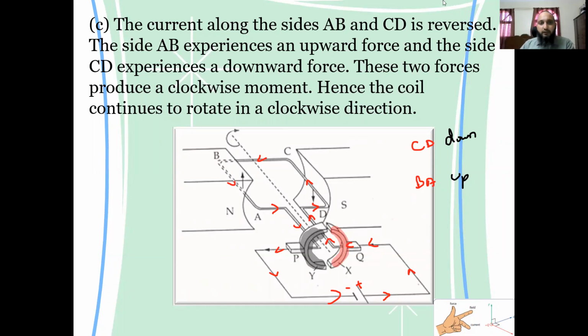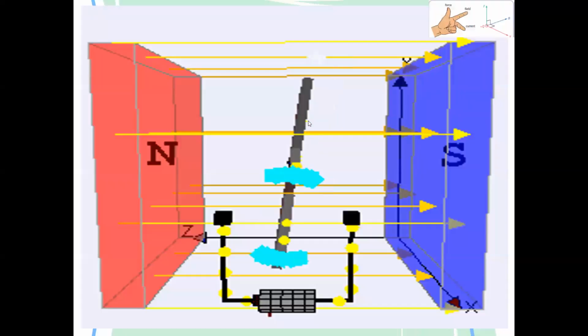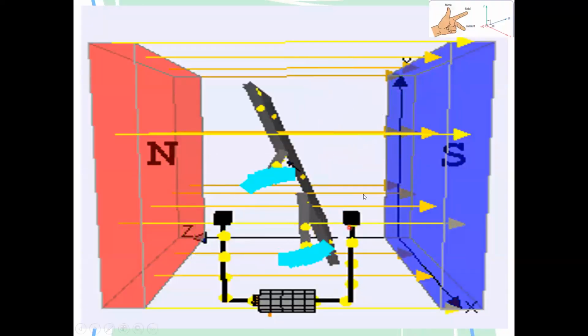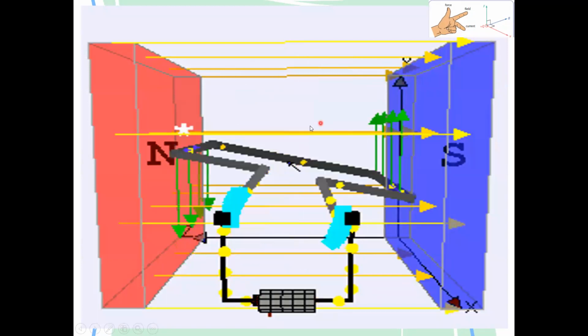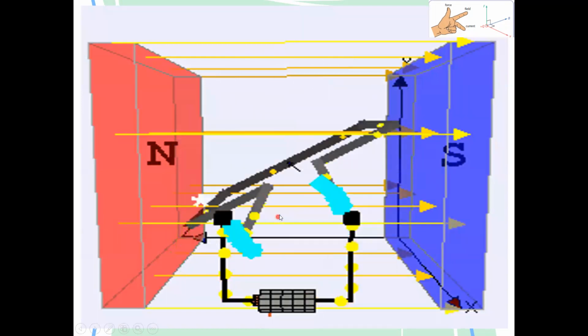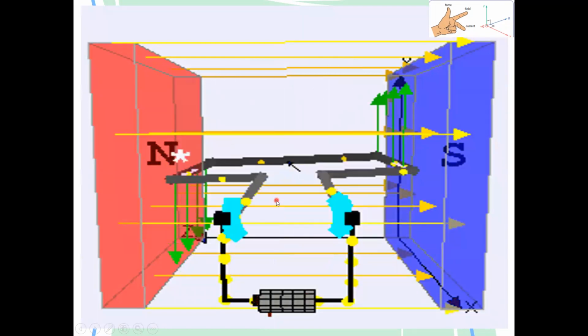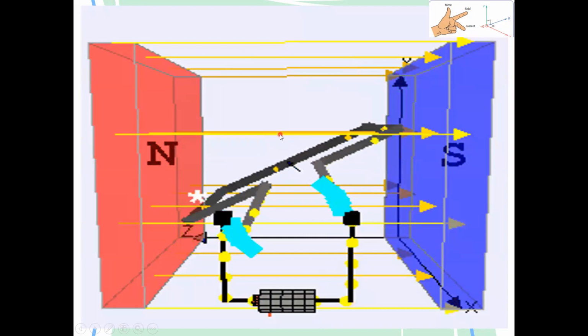So this is how a simple DC motor works. Whenever there is a current, it experiences a force, one side up, another side down, and it rotates. When it is vertical, it does not experience any force because there is no current. And once it again comes in contact, it will experience the force in the same direction. As a result, it will continue to move.